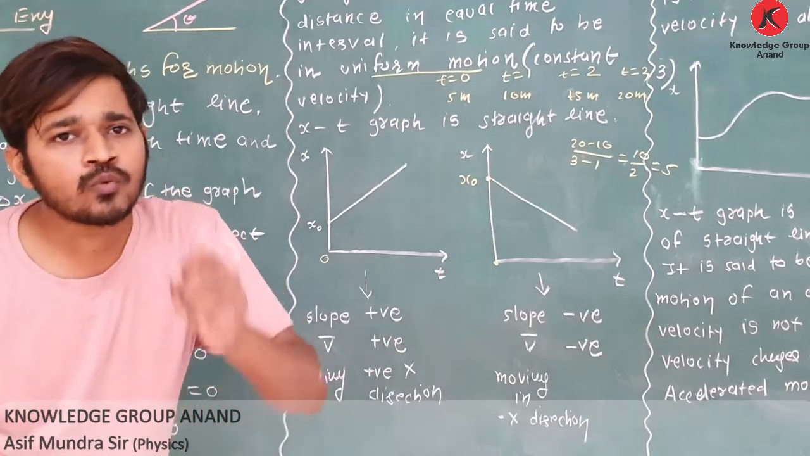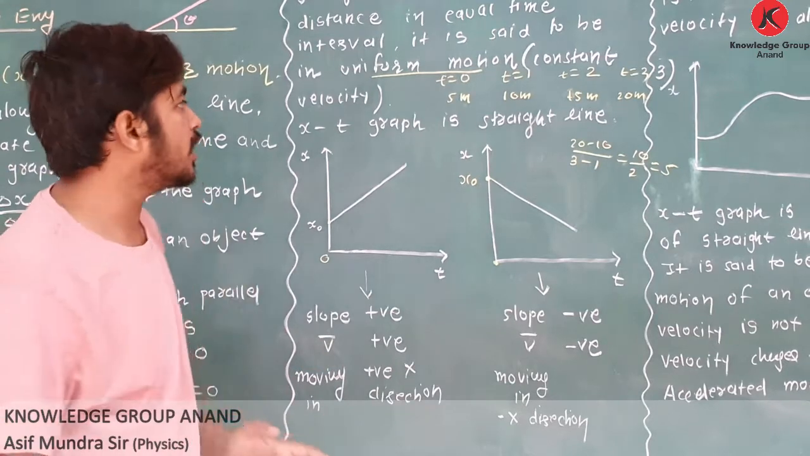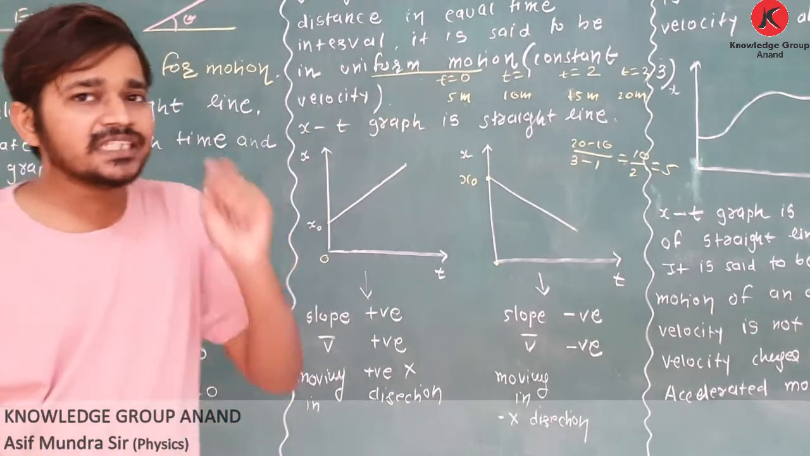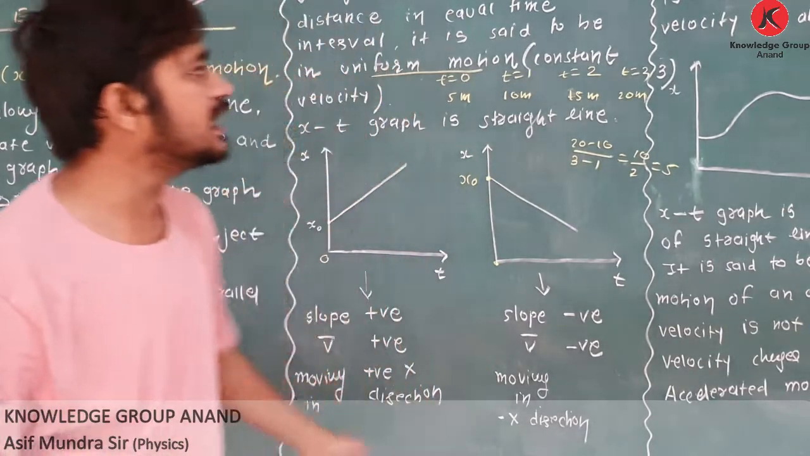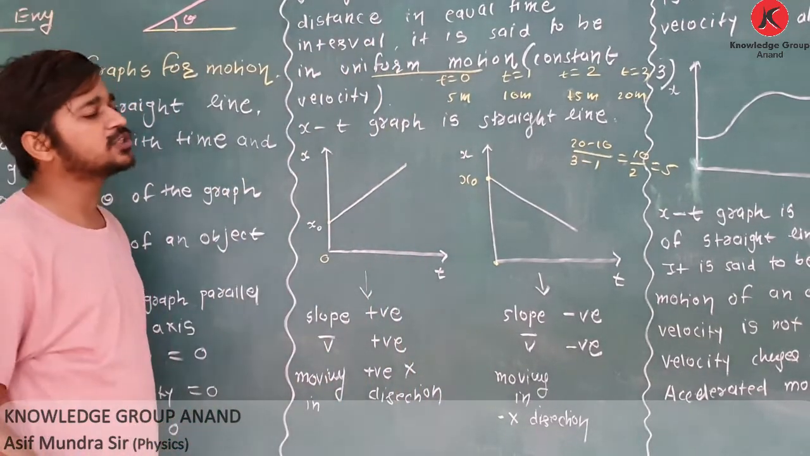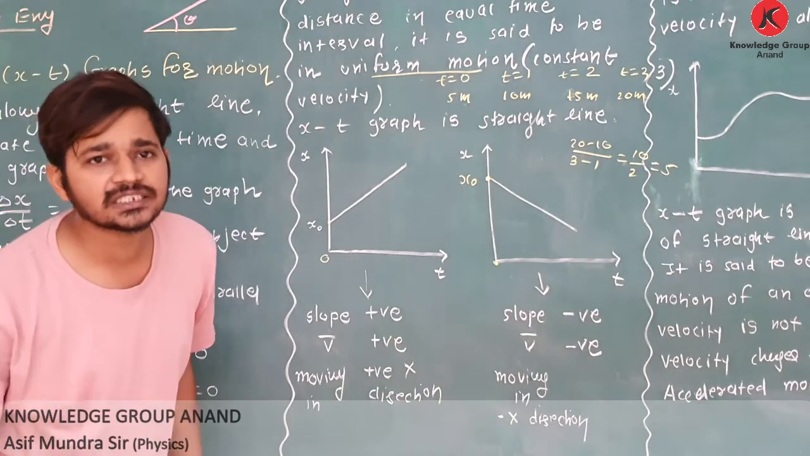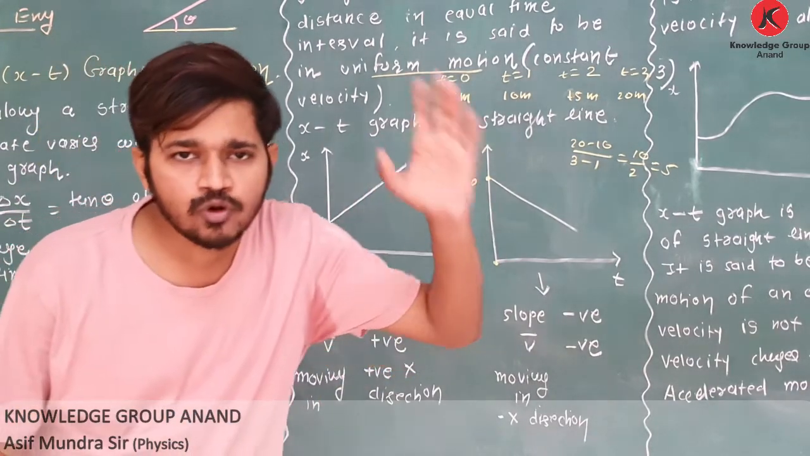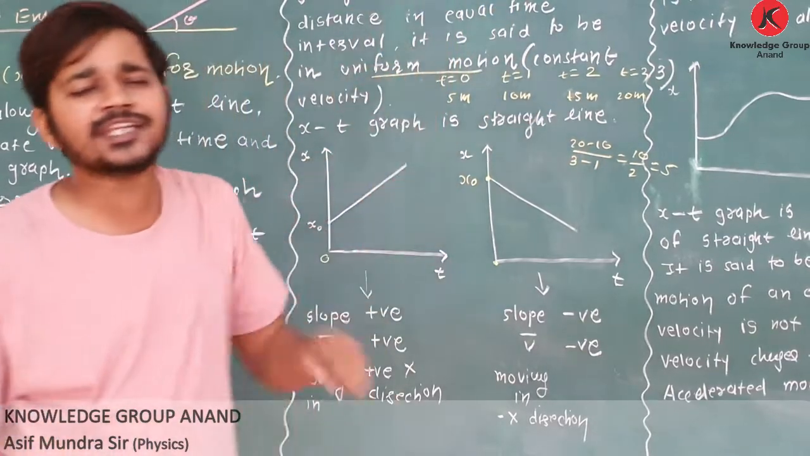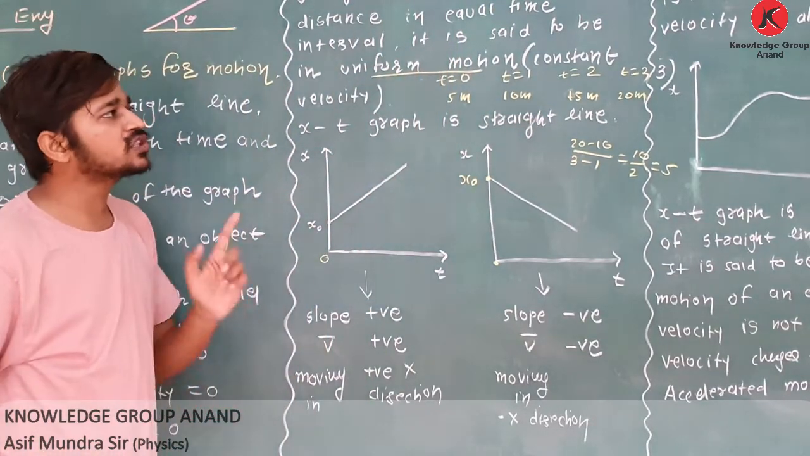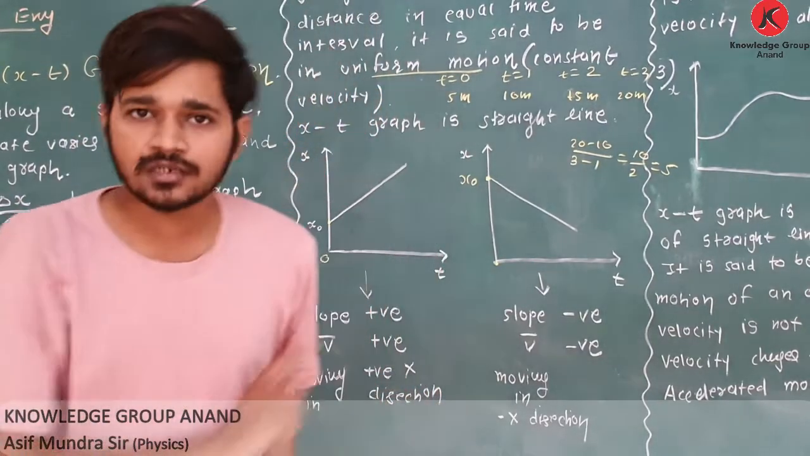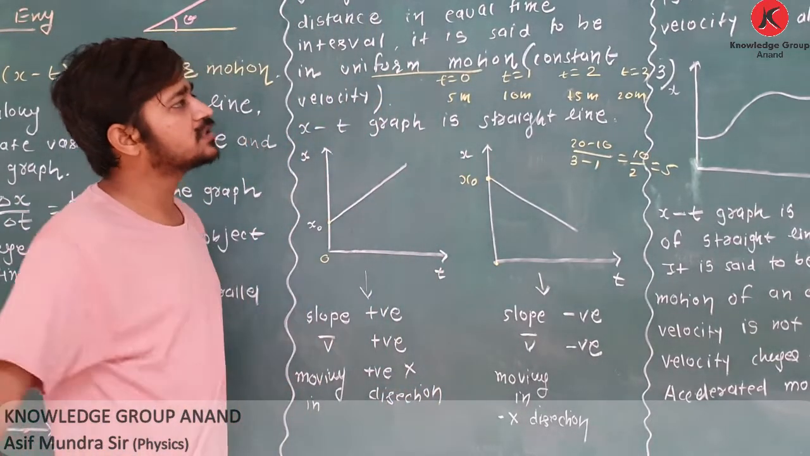So remember one of the most important points for uniform motion: instantaneous velocity is the same as average velocity at all instants. At time t = 0, 1, 2, 3, 4, 5, 6, 7, at any time, velocity is the same and is equal to average velocity. Clear? So you have to remember this point.